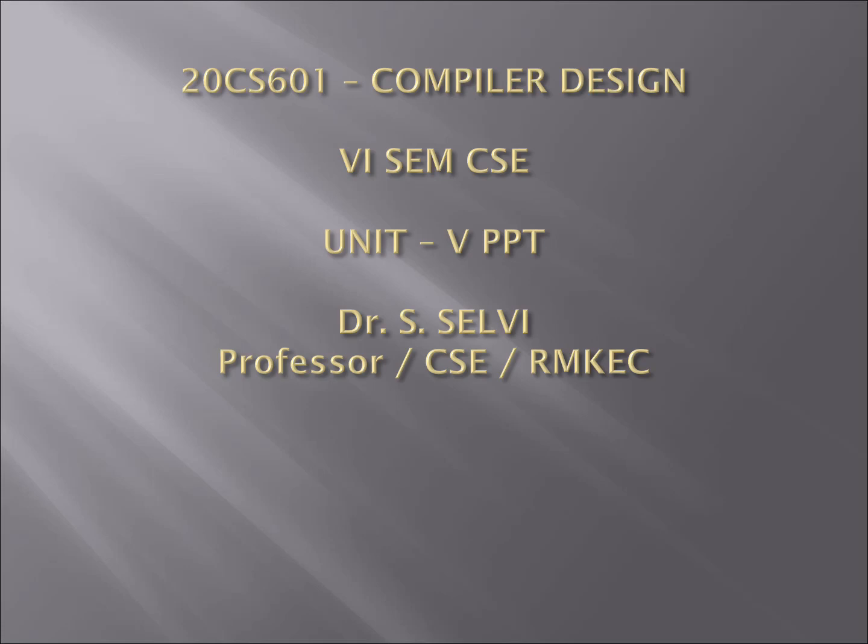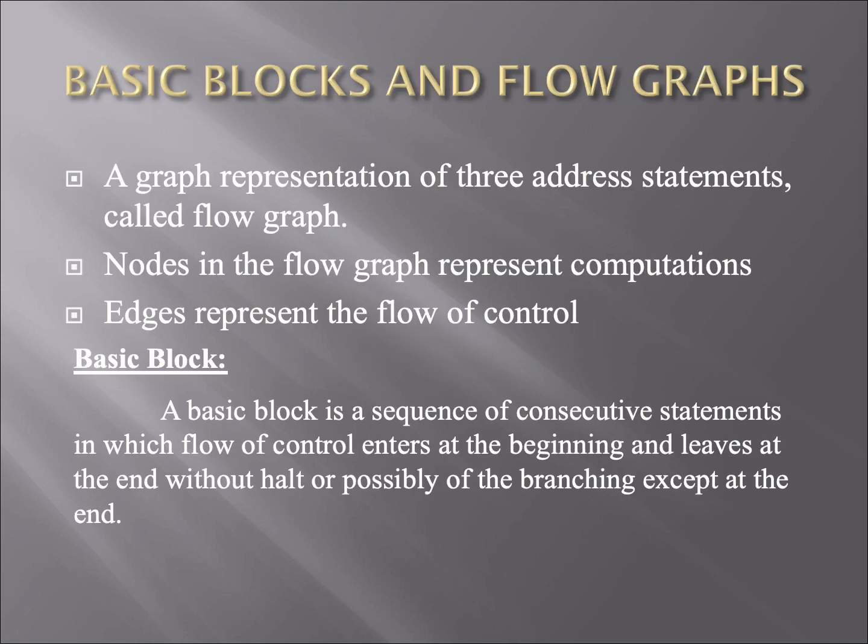Today we are going to discuss basic blocks and flow graphs. What is a basic block? In the previous topic we discussed how to write the three address code for a given piece of code fragment. So a basic block is a graphical representation of three address statements. This graphical representation is called a flow graph.